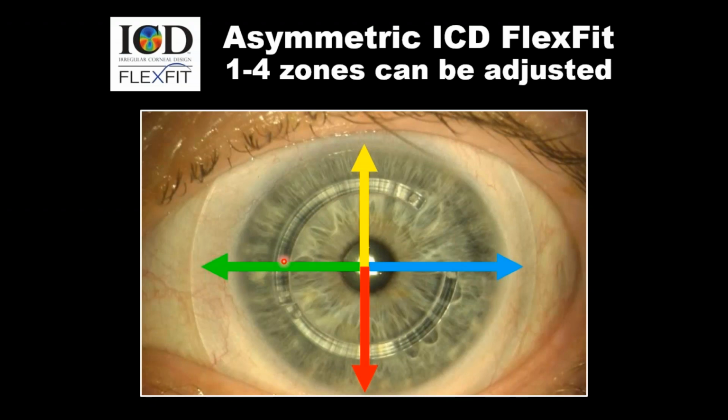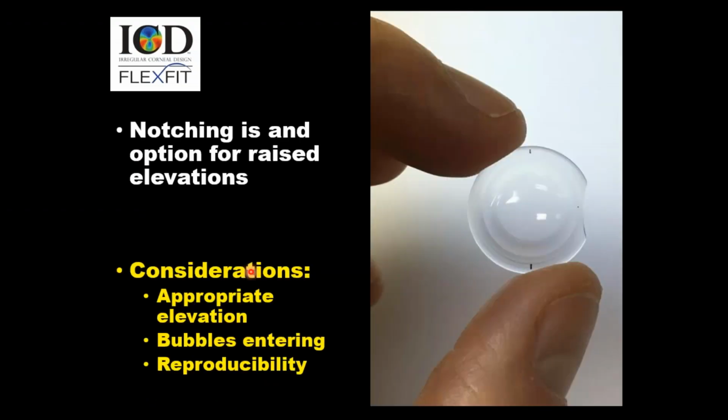Generally for pinguiculas, we would start by raising the elevation 75 microns over the pinguicula, and that's a significant jump. We don't want to go too much and allow bubbles to get in where we've lifted the lens up, so we might be a little conservative in how much we raise it up. 75 microns is usually a starting point.